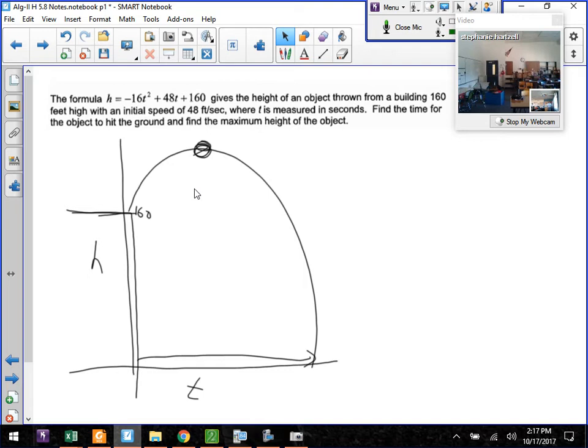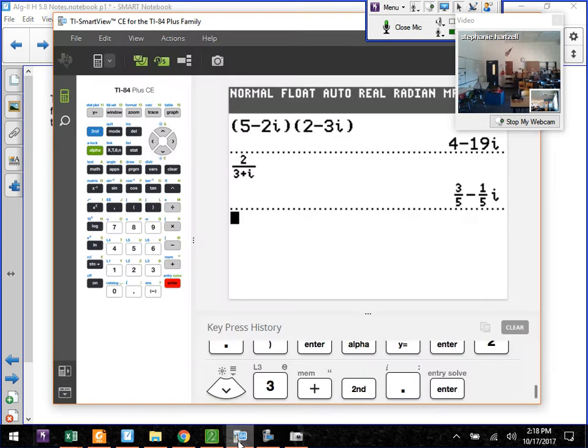So this is the style where you go directly to your calculator. Go to your y equals, and put in that negative 16.